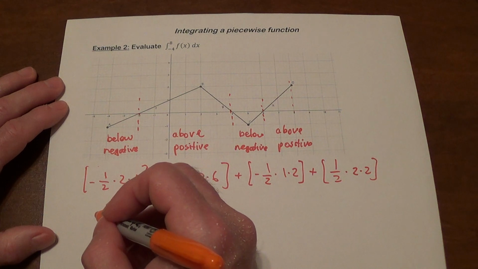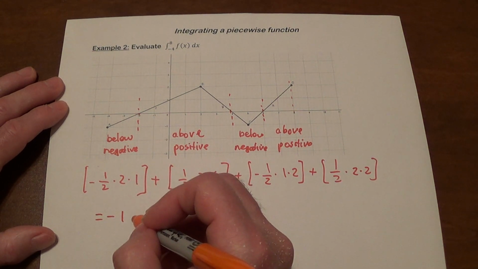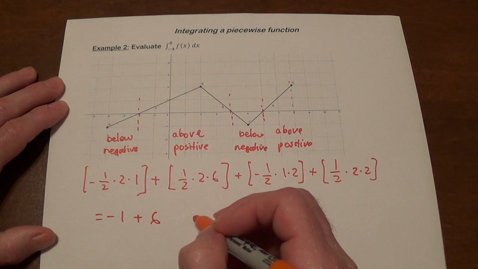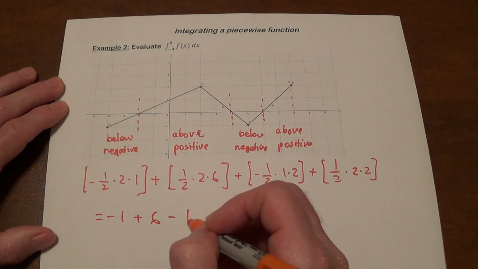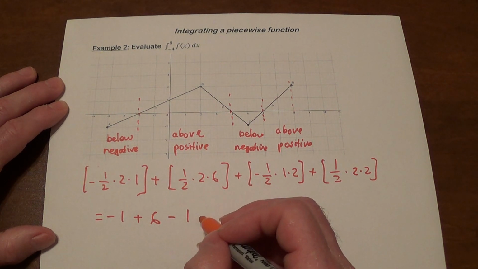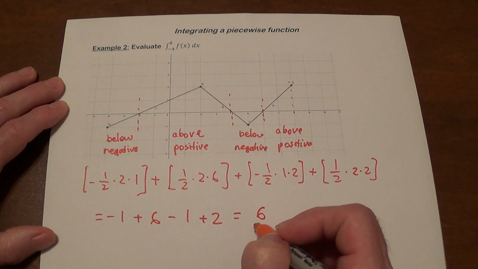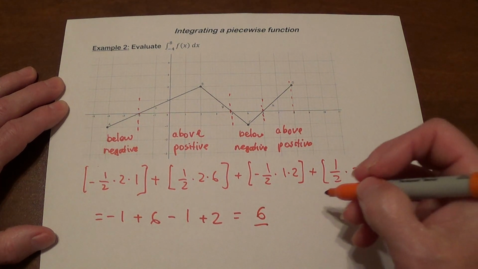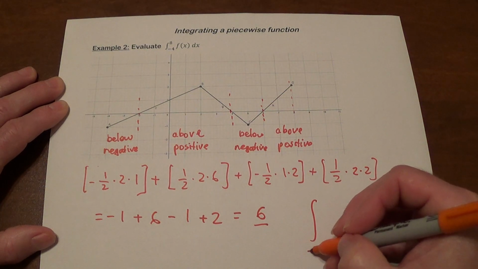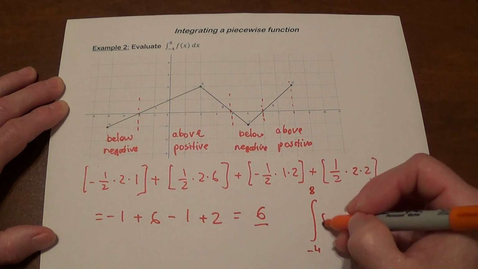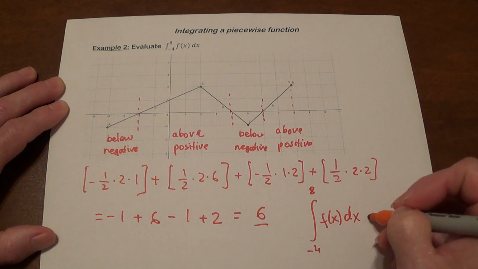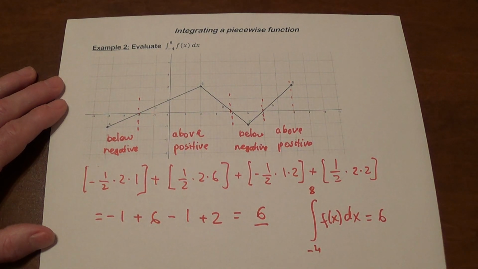So what are we getting here? That's going to give us -1, it's going to give us +6, it's going to give us -1 also, and it's going to give us +2. So when we do all the math here, it's going to be 6. So the integral of this function from -4 to 8 of f of x dx is 6. And that's it.